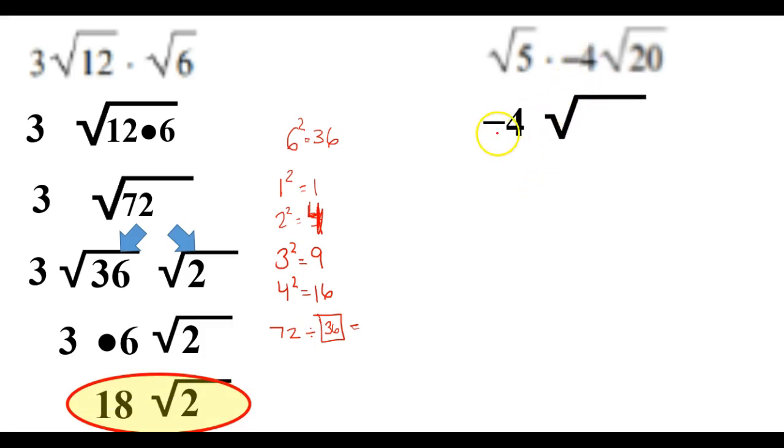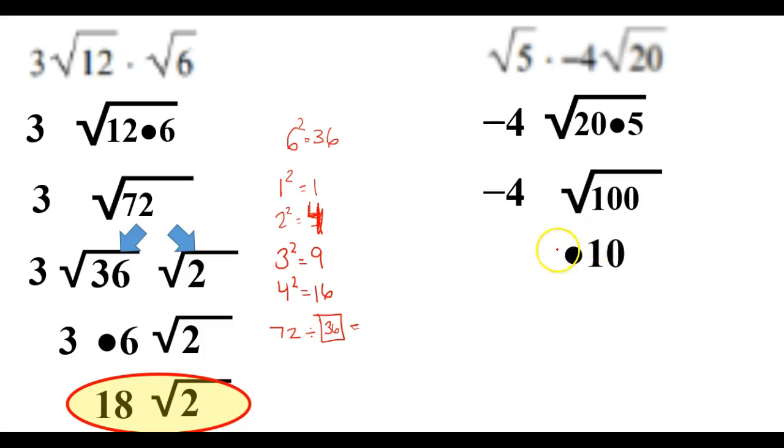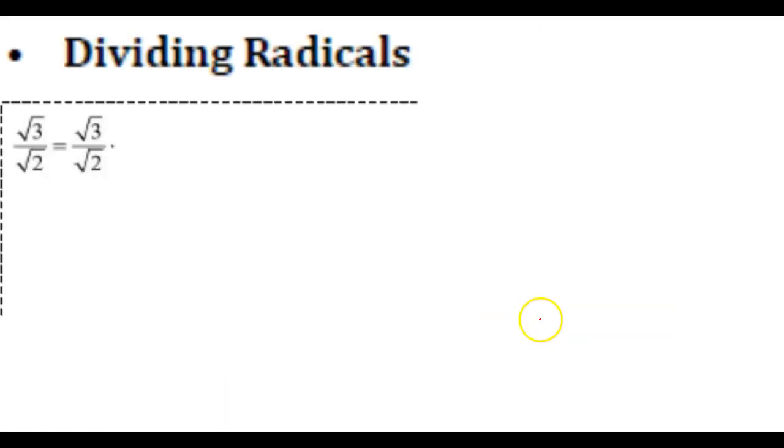That would be -4 and 20 times 5, which would be 100. And then the square root of 100 would be 10. We're going to bring down that -4. Go ahead and calculate what that would be. Awesome. All right, let's move right along.